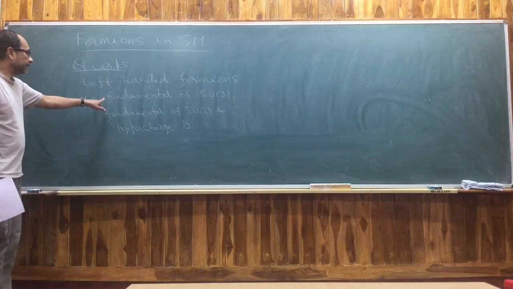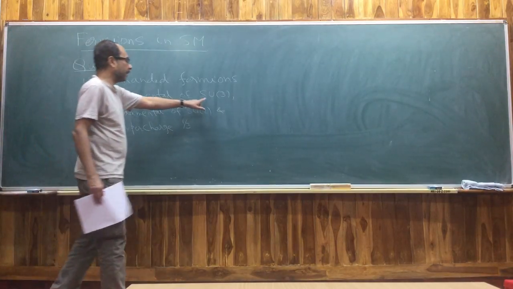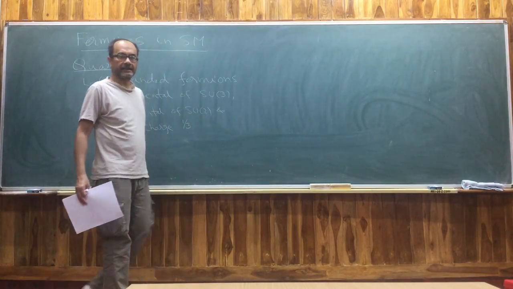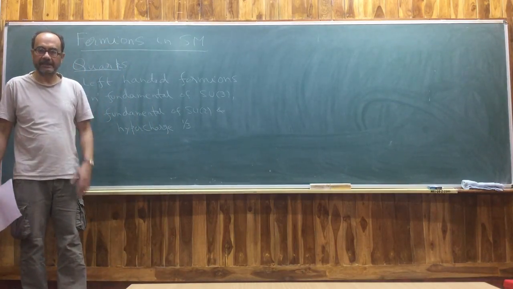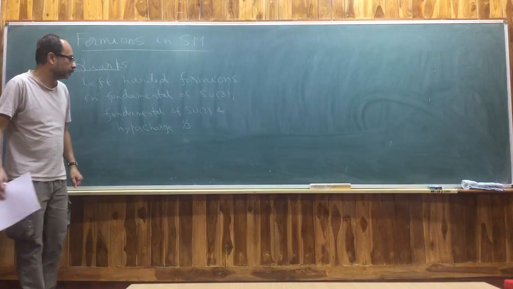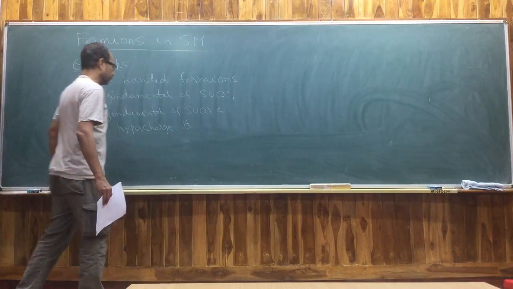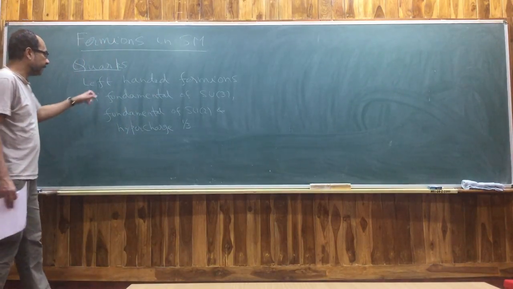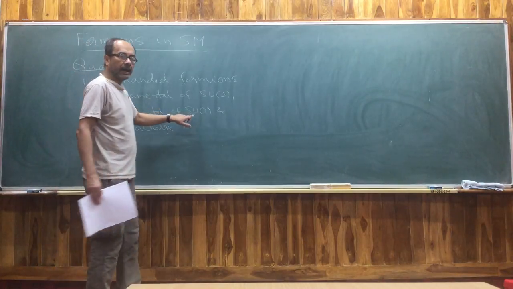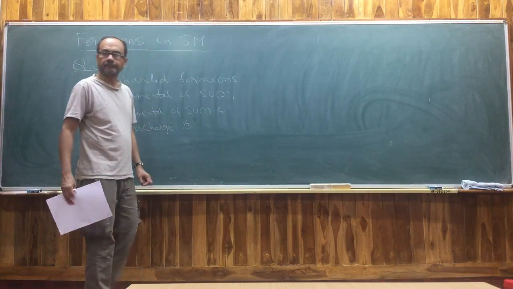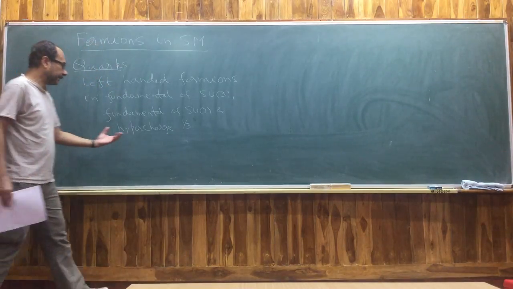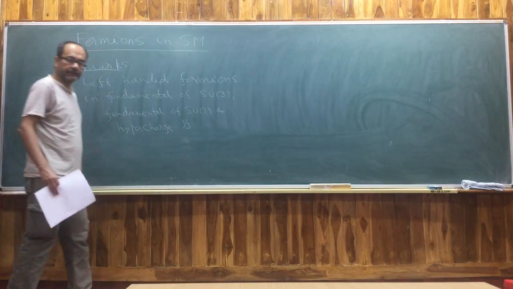Now, the fact that the quarks should be in the fundamental of SU(3) is not very surprising. These should be colored, right? Quarks take part in strong interaction, and SU(3) gauge fields are the strong interaction gauge fields. So this quark should couple to SU(3). As I said, left-handed quarks also feel the weak interaction, so they should couple to SU(2). And why hypercharge one third, we'll see in a few minutes.